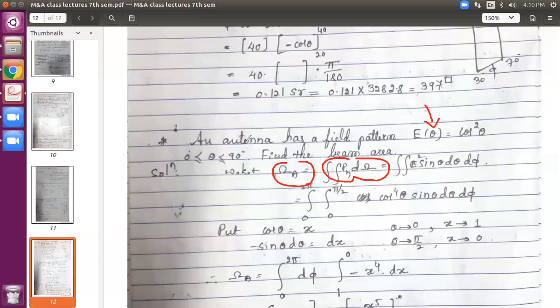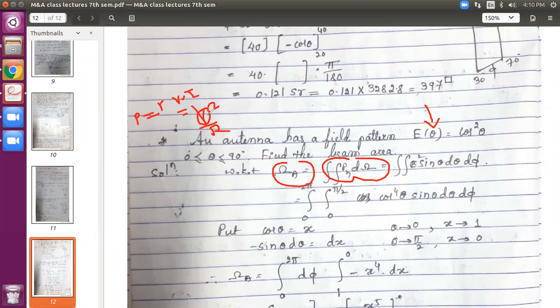Instead, in the given question, we don't have the power term. We have the field term. You might know the relationship between power and the electric field strength. It is the square, if you remember. Try to just glance at it: P is equal to VI or P is equal to V square by R.